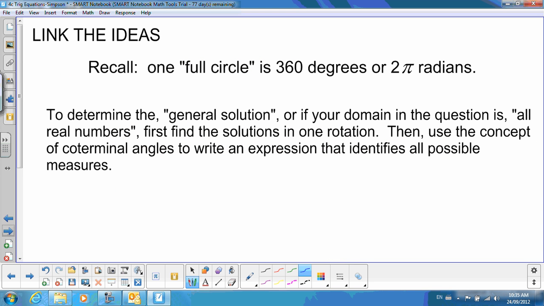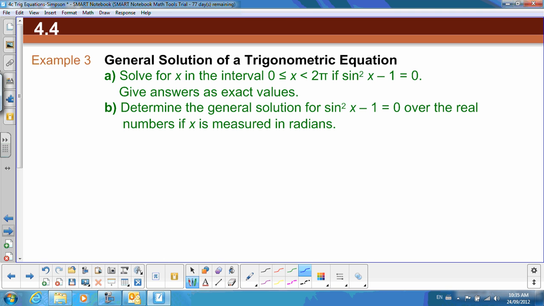Remember that one full circle is 360 degrees, or 2 pi radians. To determine the general solution, or if your domain in the question is all real numbers, first find the solutions in one rotation, then use the concept of coterminal angles to write an expression that identifies all possible measures. Let's look at an example.